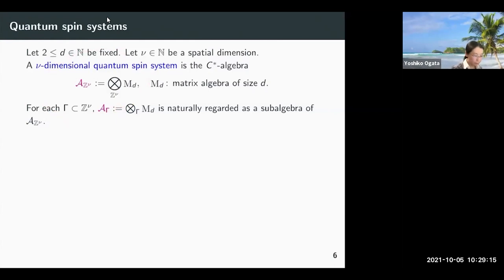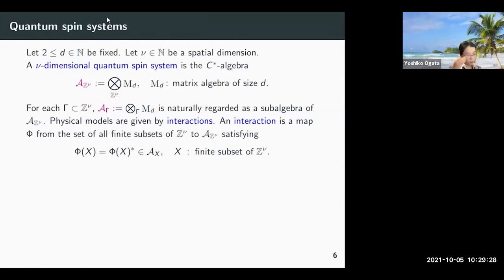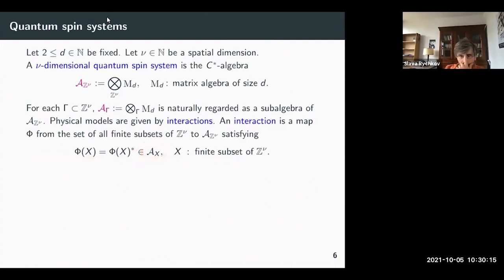Of course, probably it's not necessary, but we say that an observable here is localized in this Gamma, or has support in Gamma. And a physical model is given by an interaction. In this framework, when I say interaction, it is stated a little bit formally, namely an interaction is a map Phi from the set of finite subsets of the d-dimensional lattice to our d-dimensional quantum spin system satisfying this condition. Namely, for each finite subset X of the d-dimensional lattice, we assign some interaction term Phi X corresponding to interaction between spins inside of X. And so it should be self-adjoint and it should be localized in X, in the sense that it belongs to this subalgebra.